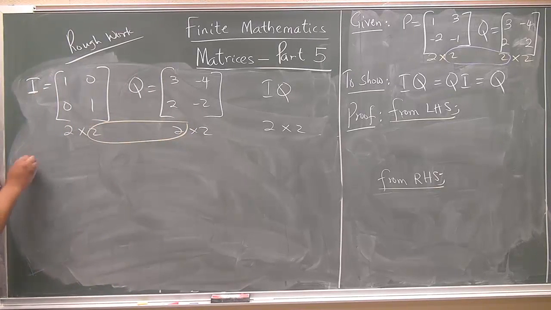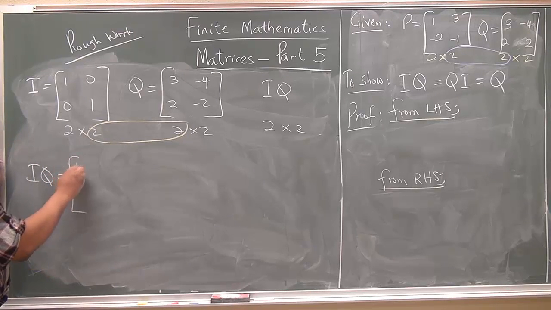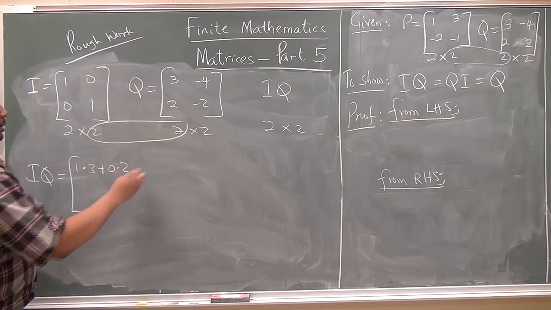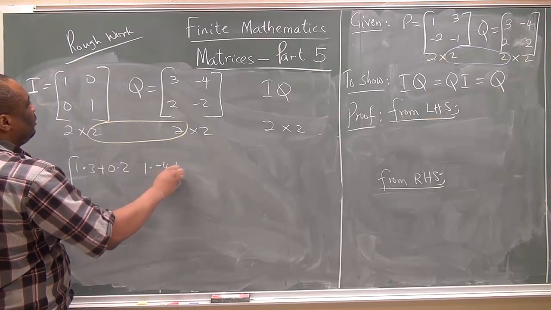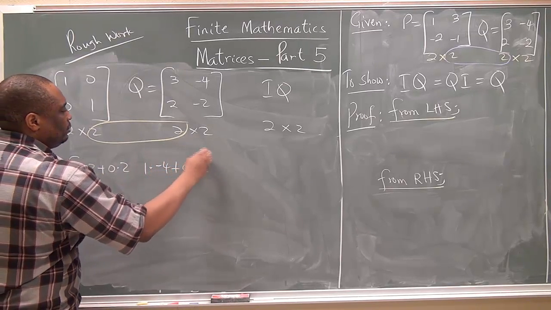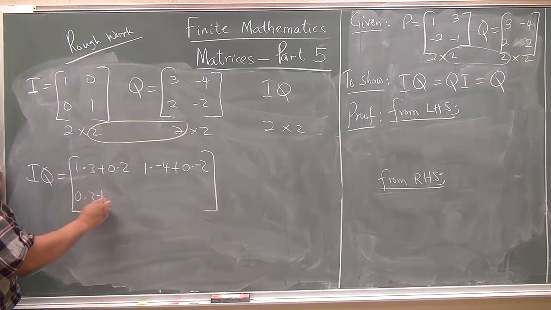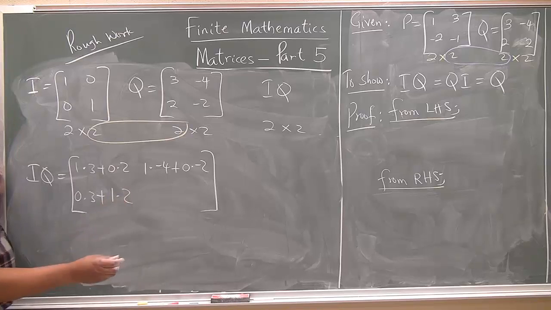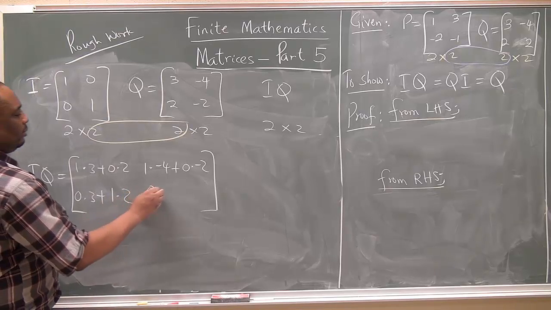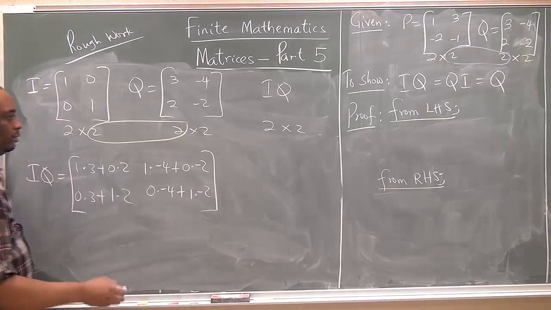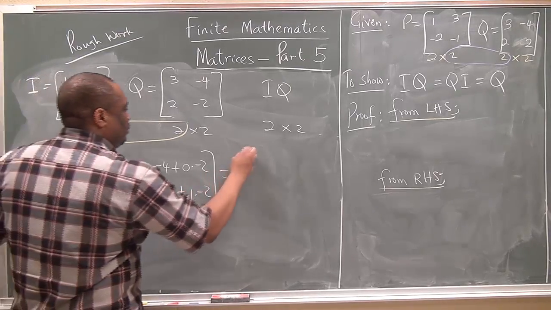So what is IQ now? IQ will be 1 times 3 plus 0 times 2. Take a break. 1 times -4 plus 0 times -2. Close. 0 times 3 plus 1 times 2. Take a break. 0 times -4 plus 1 times -2. Close. And that's gonna be what now?